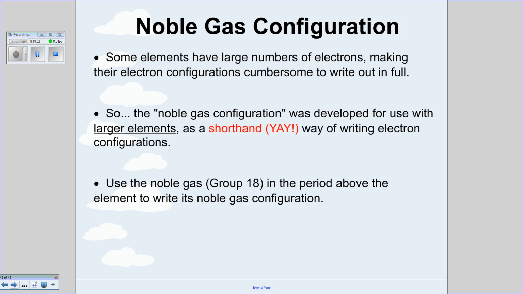Noble gas configuration. Some elements have very large numbers of electrons. If you go down to the lanthanides and the actinides and the lower D levels, it's just going to get really crazy. So we use noble gas configuration as a shorthand. Yay! We're really excited about that. It basically cuts out a whole amount of work for you.